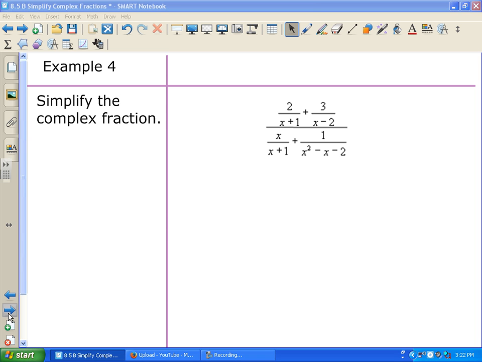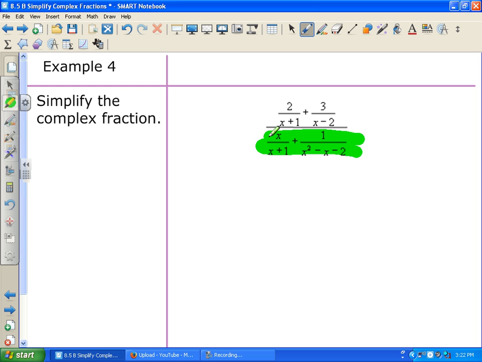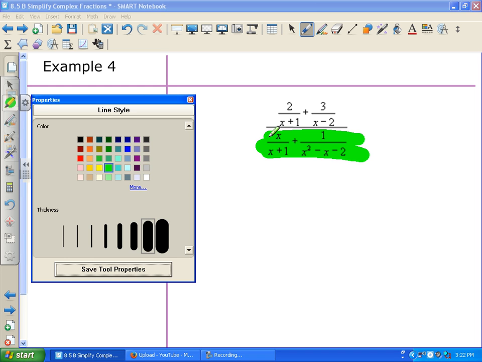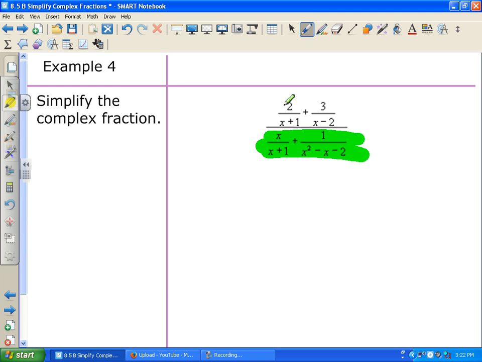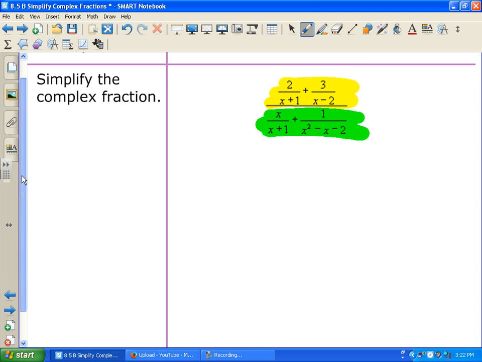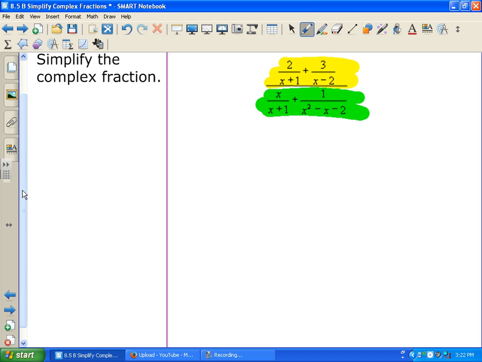Again, we've got to simplify the top and simplify the bottom. Bottom by itself, and then the top by itself. So I'm going to do both those pieces of work first, and then I'll finish it up. So first problem, we'll do 2 over x plus 1 plus 3 over x minus 2.